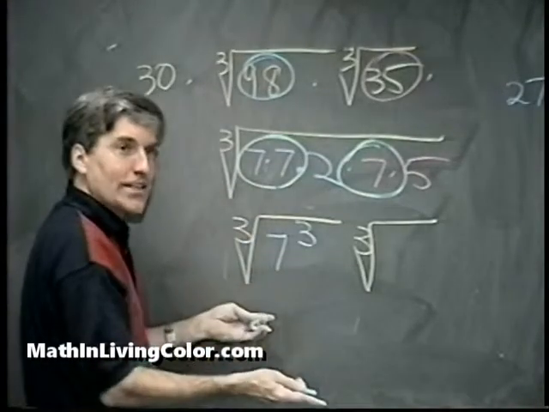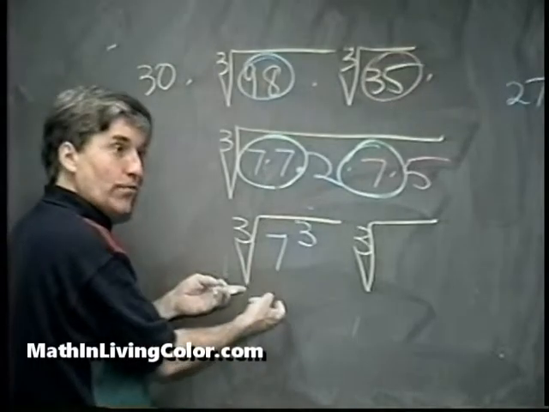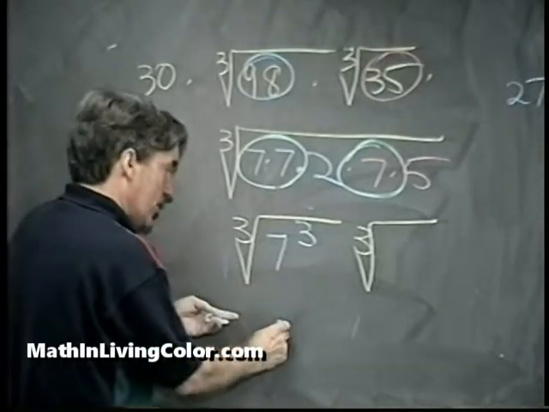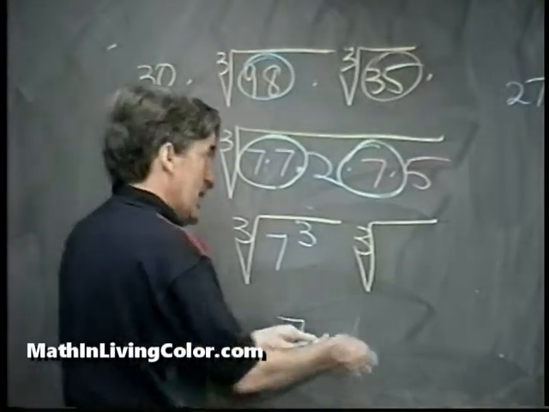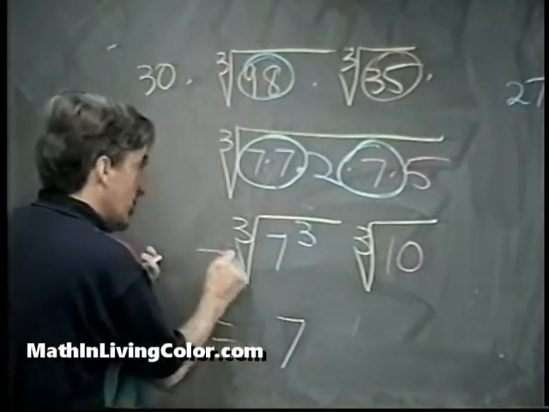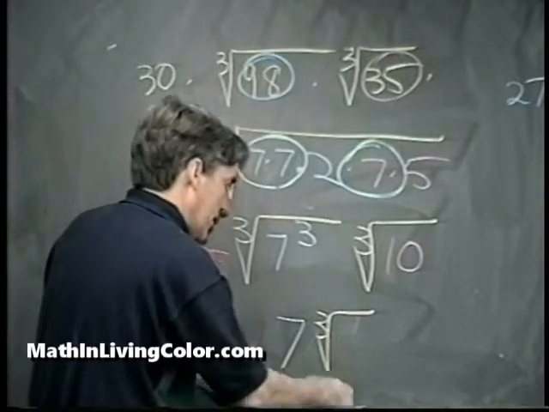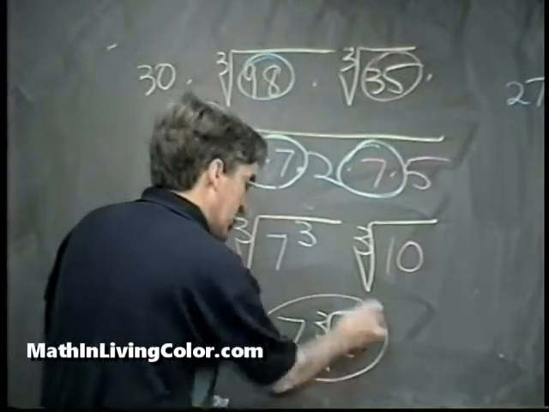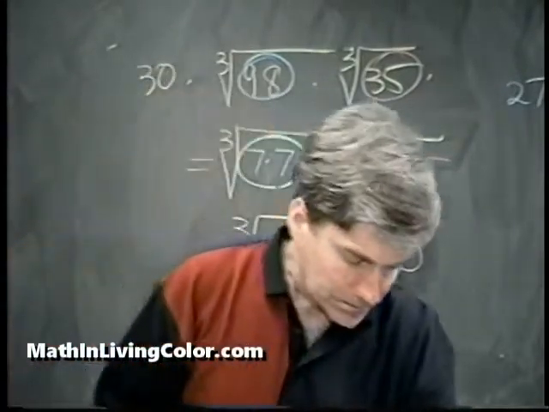There's no need to calculate 7 times 7 times 7, is there? Is there any need to calculate that? Because what are we going to do with it? Take the cube root of it, which would give you 7. So the answer is going to be 7 down here. Now what's the leftover number? 10. Okay, so that would be 10. So the answer is 7 times the cube root of 10. Any questions on that? All right.